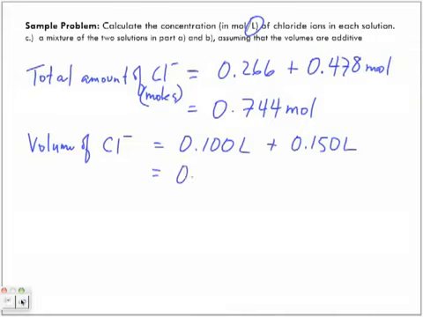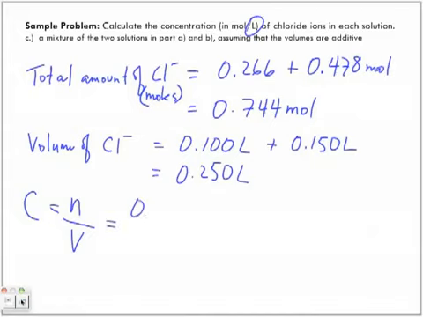And we get 0.250 liters. So we've got our N. So here's concentration, N over V. So we've got our N, additive, right? Combined. We're combining the number of moles that we've found. We're combining the amount of volume between the two questions. We're adding the two together, and we're just throwing that into our equation.